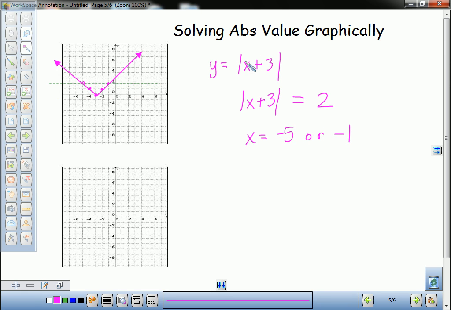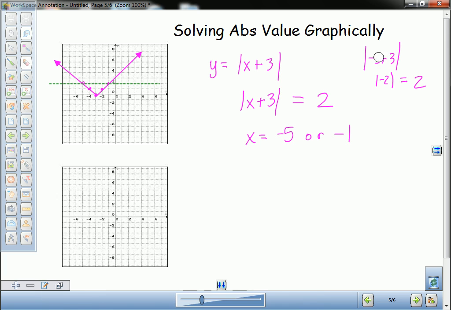Now let's see if that makes sense when we plug it in. What is the absolute value of negative 5 plus 3? The absolute value of negative 2 is 2. That makes sense. Let's try it with negative 1. Negative 1 plus 3 is positive 2. What is the absolute value of positive 2? 2. So that is one way to solve.